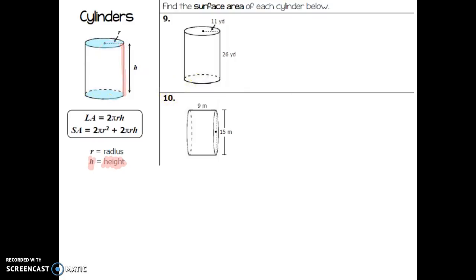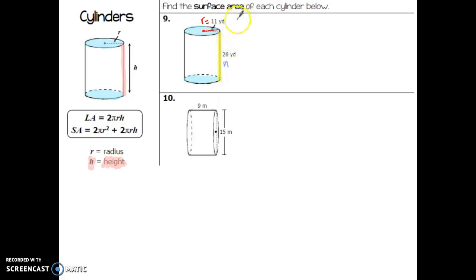So for example, on number 9, I'm going to shade in my bases. So I can very easily see that my height between them is 26. So I'm going to say that's my height right here. And then of course my radius goes from the center of my circle to the edge. Therefore here my r is 11.